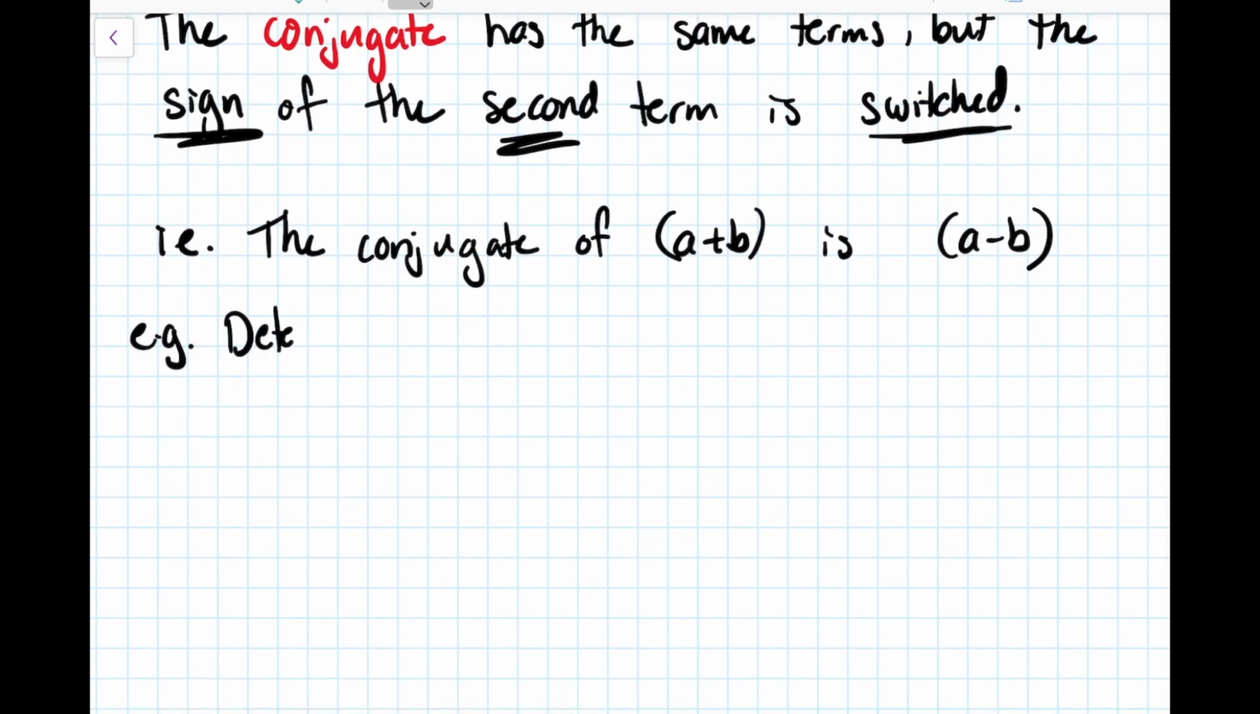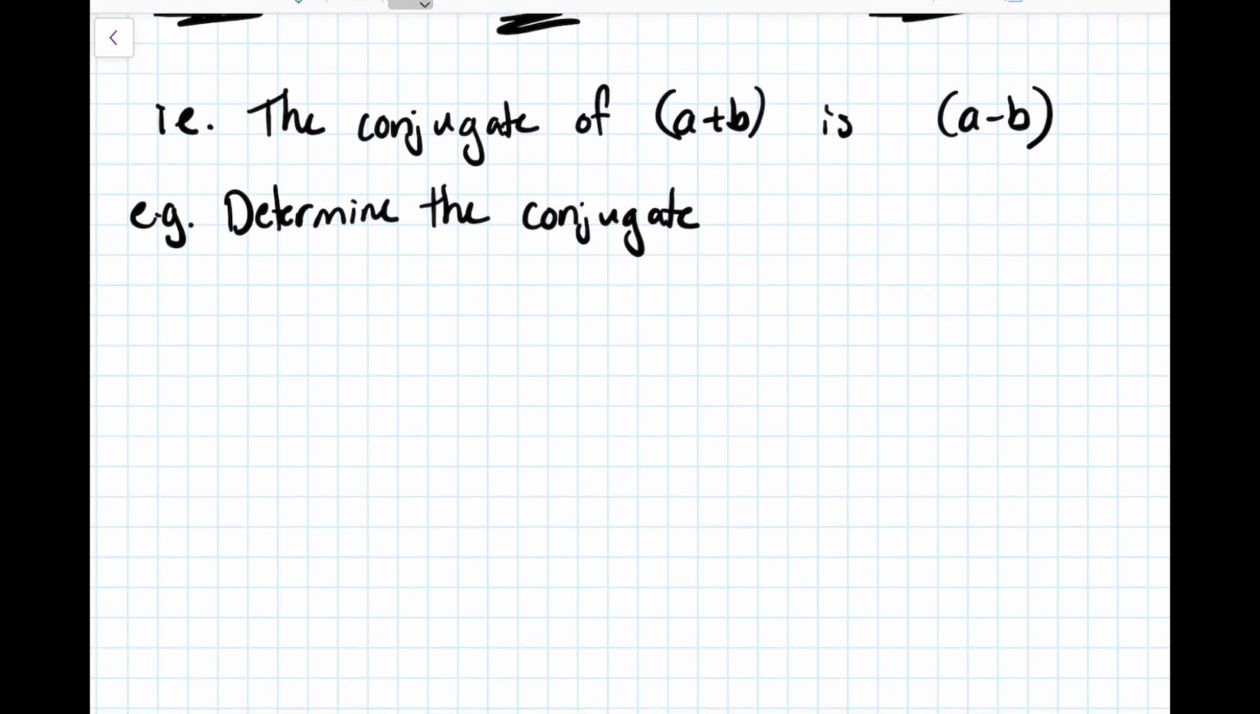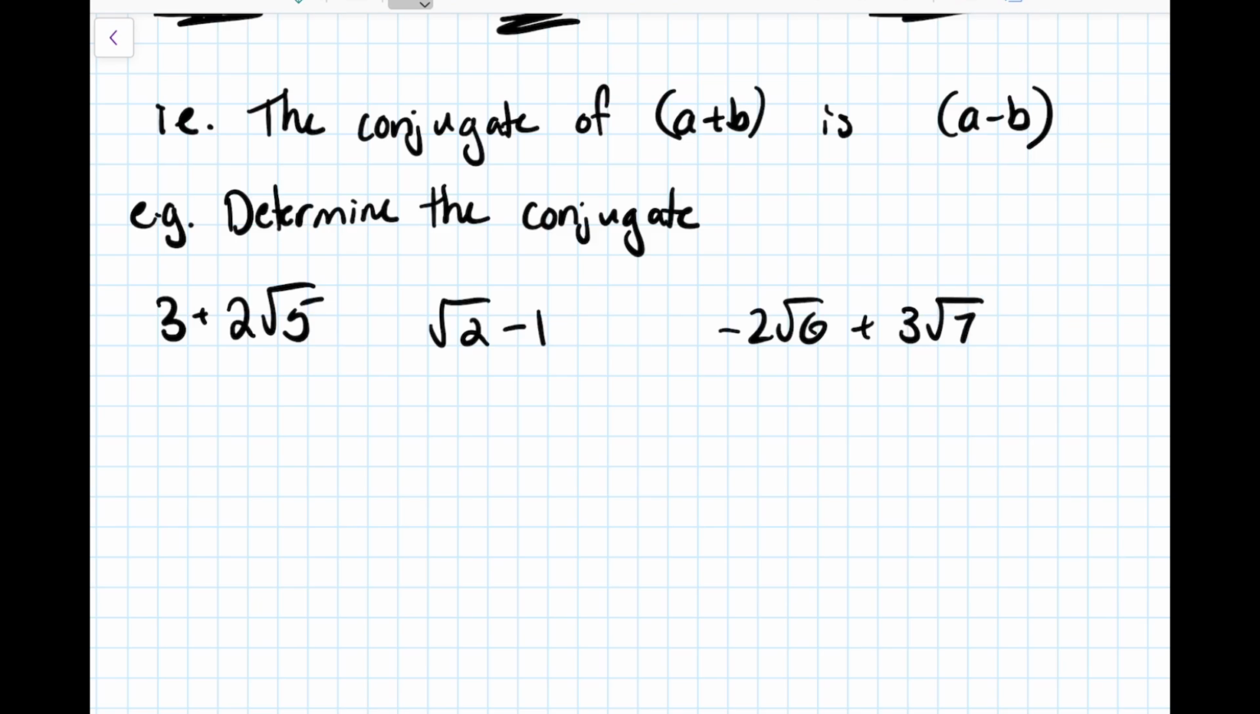So before we start rationalizing things, take a second. I'm just going to give you a few examples to think through real quick. And we're going to try to find some conjugates of a few different things here. So let's say we had 3 plus 2 root 5, root 2 minus 1, and negative 2 root 6 plus, I don't know, let's say 3 root 7. So try to find the conjugates of all 3 of those. Pause, take 30 seconds, and then come back and see if you understand.